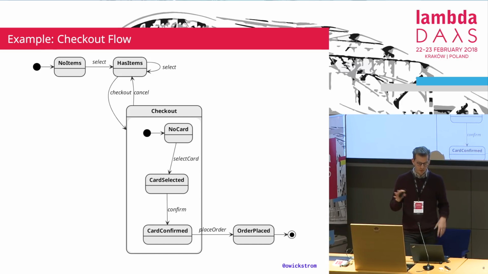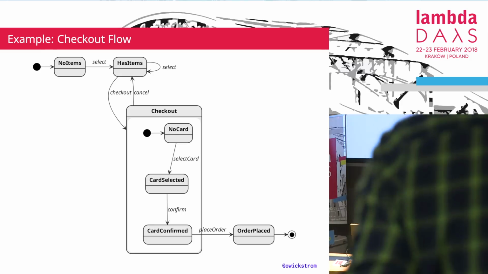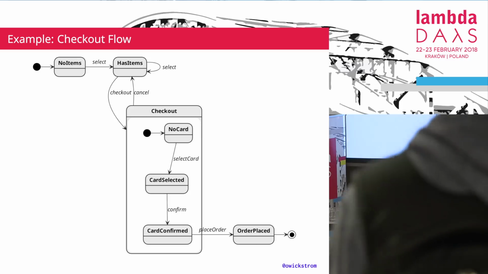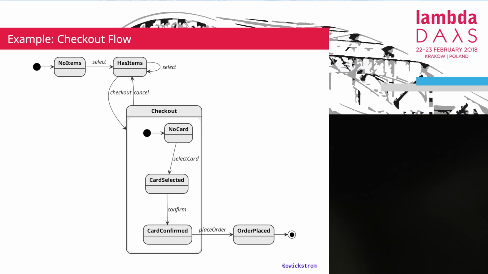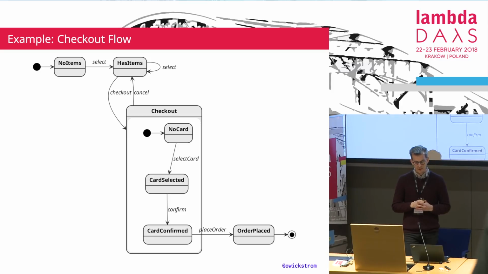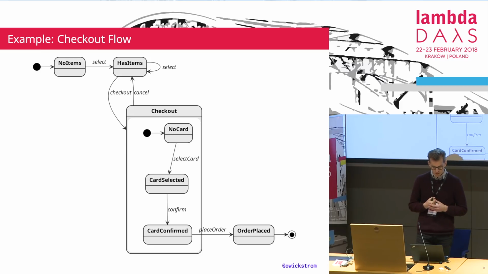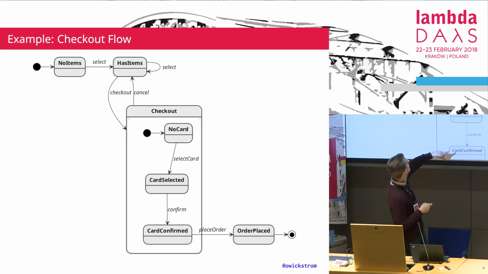And the first real-world example, which I borrowed from a work thing, was this shopping cart checkout. And this is a common example as well. We begin with having no items, and then one or more items can be added to the cart. Then the checkout can start, and all those states in the big box can be canceled from. So there we have a hierarchy going on, but yeah, it's a notational thing. So we select a card, we end up in card selected, then the card is confirmed, then we place the order, and then we're done.